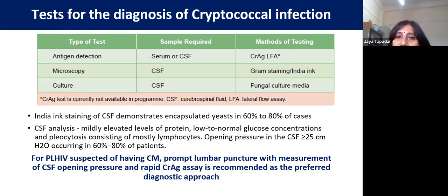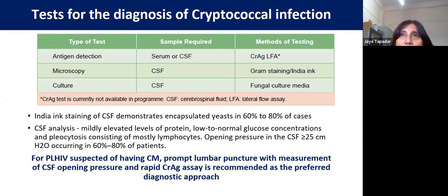So the cells may not be raised, the proteins may not be raised, but the sugar may be low to normal because there are a lot of fungi in that CSF. But the only manifestation may be increased opening pressure. Okay, so when you put that LP needle, the pressure will be quite high. Even if you cannot measure it, you can just feel it. The CSF is coming at a very high pressure.